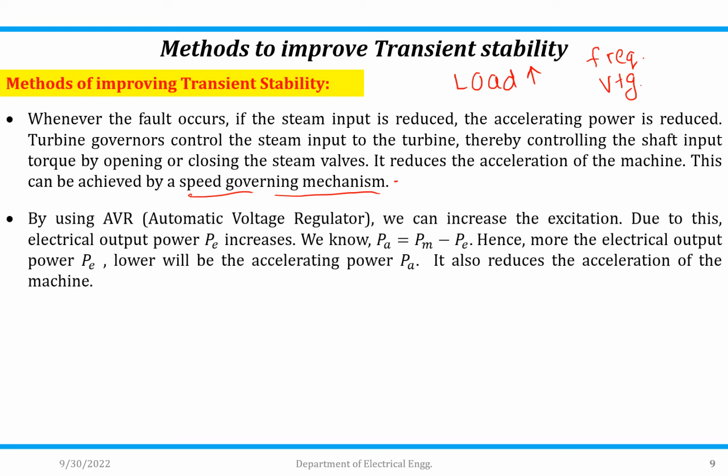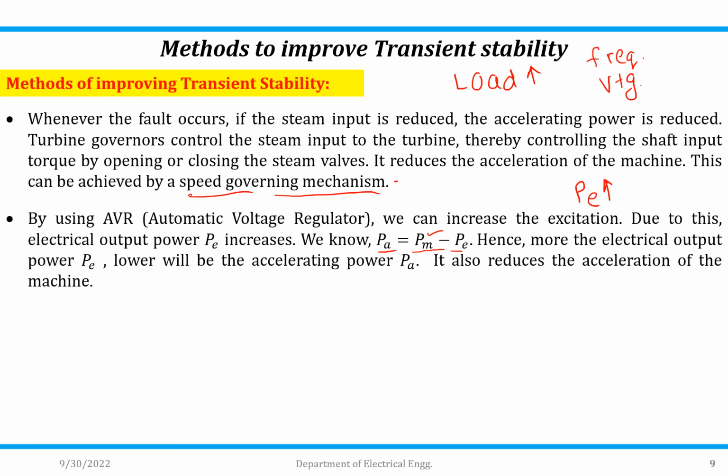Now by using an automatic voltage regulator, we can increase the excitation. Here, excitation increase means we will increase the PE. Now as we know, PA will be equal to PM minus PE. PM will be constant, let's say, or it is a fixed value, suppose.